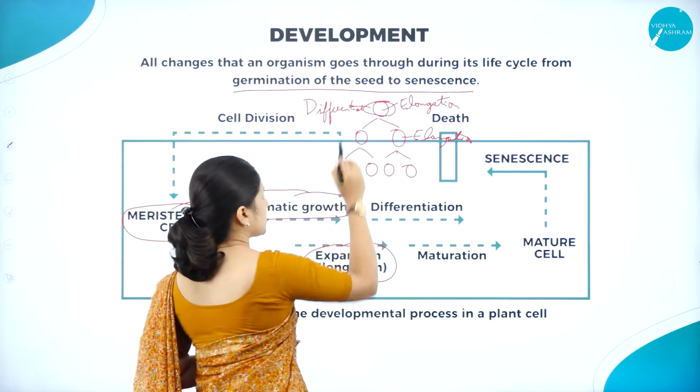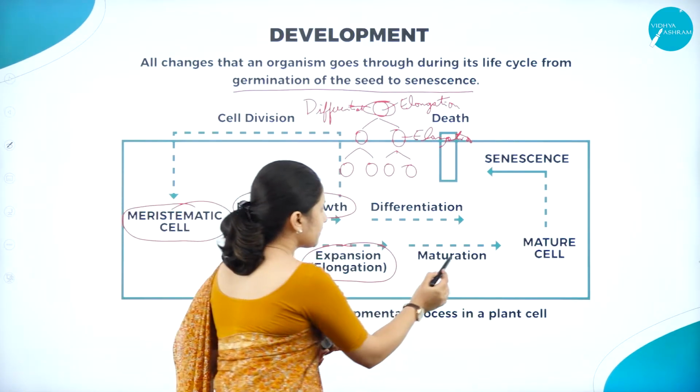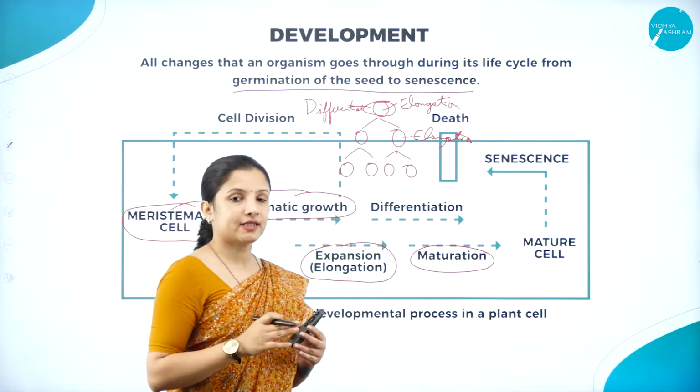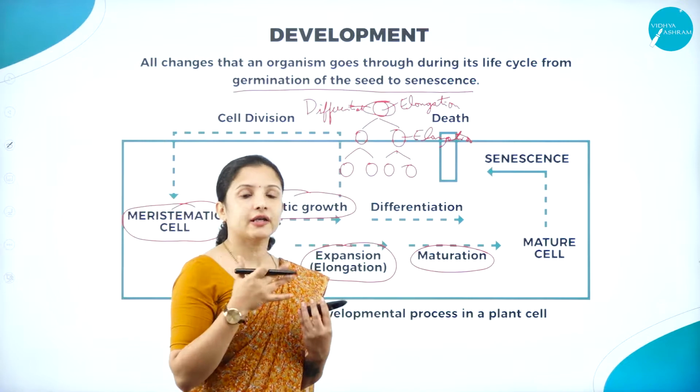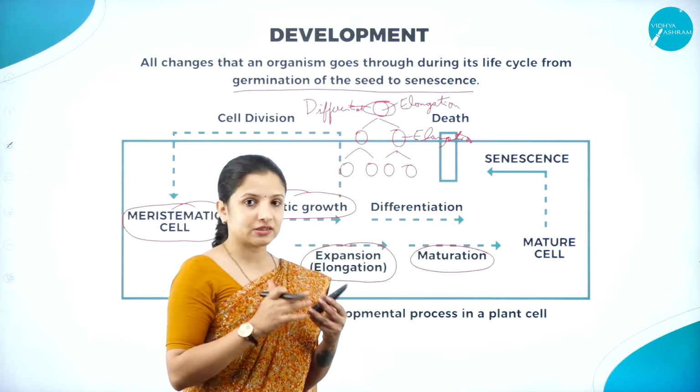Differentiation, or the maturation phase, we can say, or it will enter into the maturation phase. So in the maturation phase, what happens? Differentiation will occur. Now the elongated cells have to structurally modify themselves in such a way that they can perform a specific function.